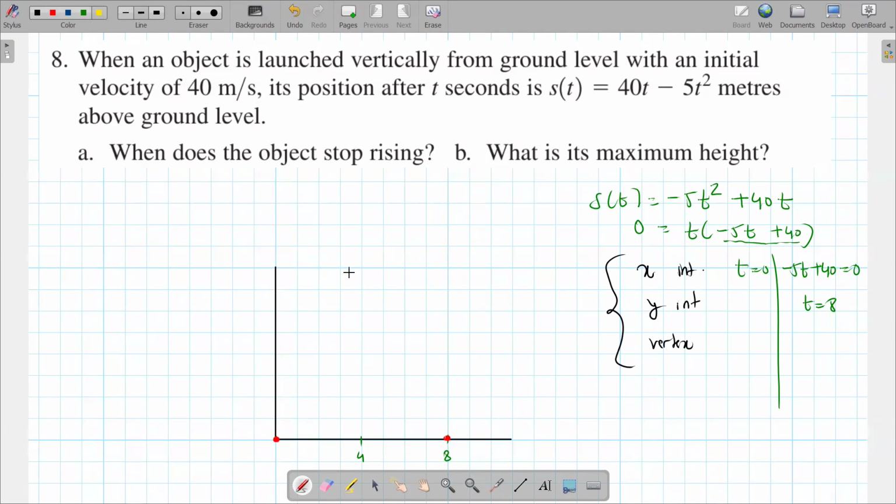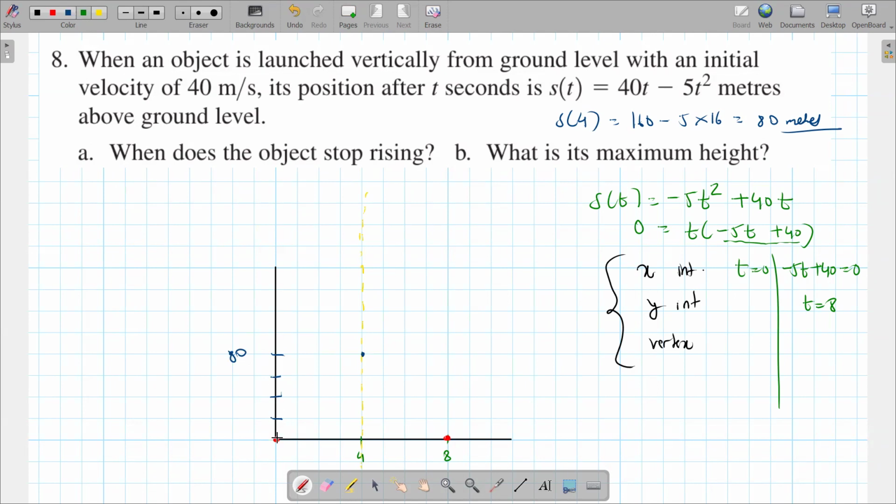We plug 4 back into the equation. This is called your axis of symmetry. To find the y value of this vertex, we plug 4 right back in here. So s of 4, or you can plug it in here, it doesn't really matter. They're the same equations. So that's 160 minus 5 times 4 squared. It's 80 meters. So at 4, 20, 40, 60, 80. Let's say that's 80.